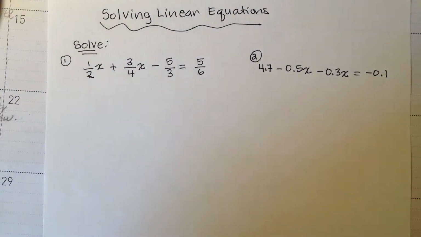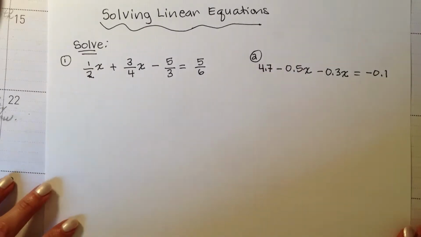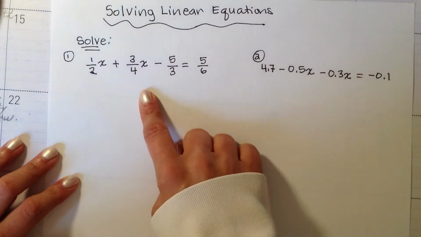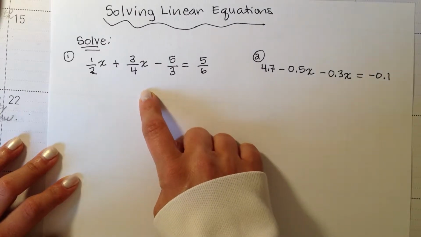This is section 3.2, solving linear equations in the form ax plus b equal to c. So we can apply the information from this section to the next section as well. The problems are very similar. So let's take a look at the first example, which is basically an equation that contains fractions.